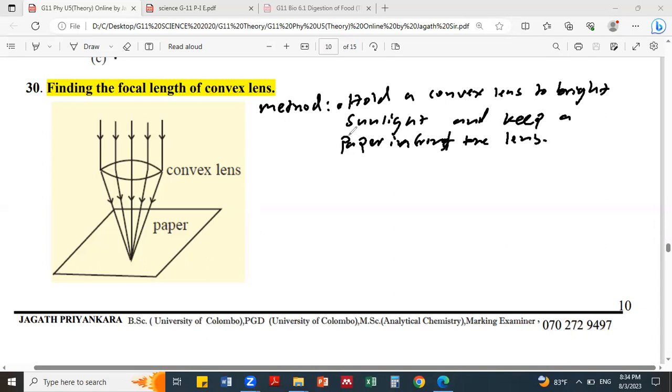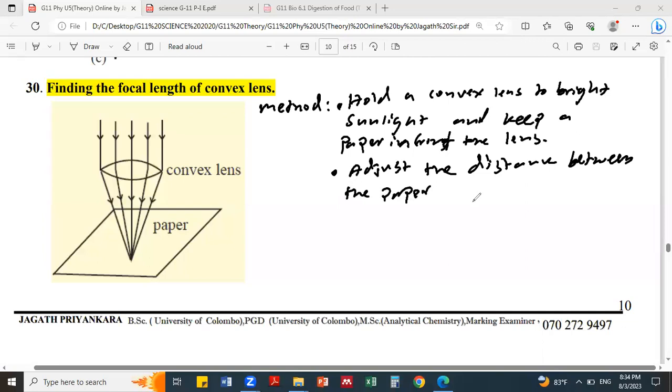Then, second point: adjust the distance between what? Between the paper and the lens.